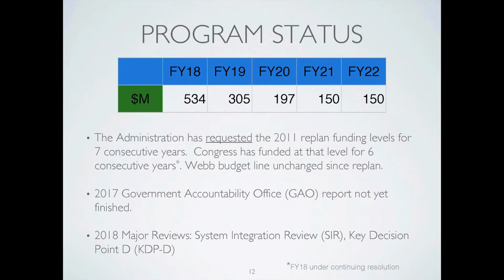We expect what we hope to be the final GAO report, which was congressionally mandated, later this year, probably in March. And then these are the big reviews that we have coming up. We've got a schedule review coming up at the end of this month, the system integration review, and this KDPD. These are formal NASA reviews that you do before you integrate the science payload with the spacecraft. And so those will happen before we do that integration in the summer.